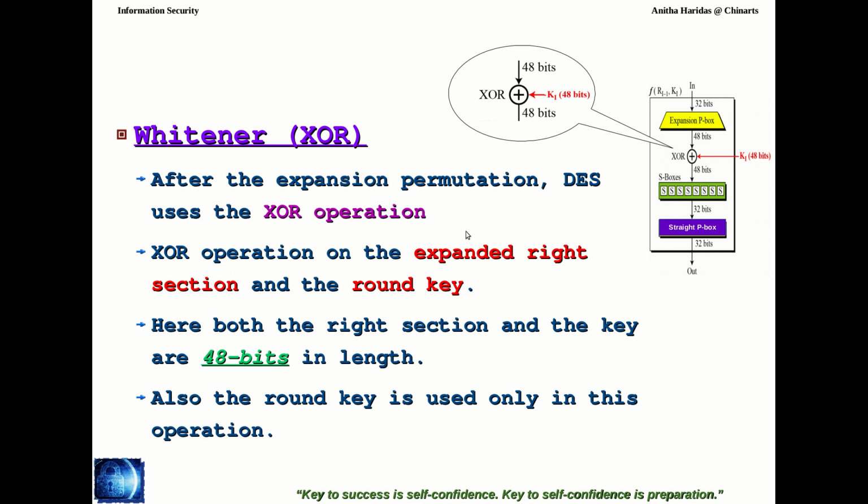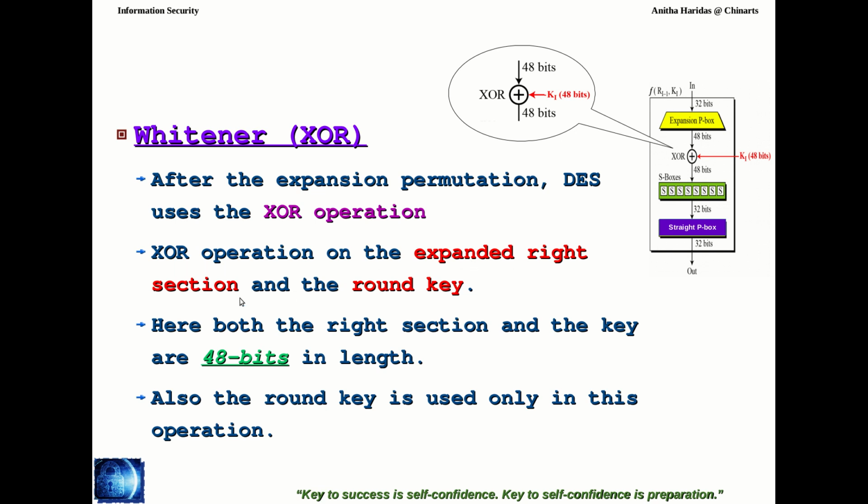Now the second component of the DES function is the exclusive OR function, and this exclusive OR operation takes the 48 bits output that comes from the expansion P box, and the 48 bits key will be taken here and it will be performing the exclusive OR operation. So after the expansion permutation, DES uses the exclusive OR operation, and it is performed on the expanded right section.